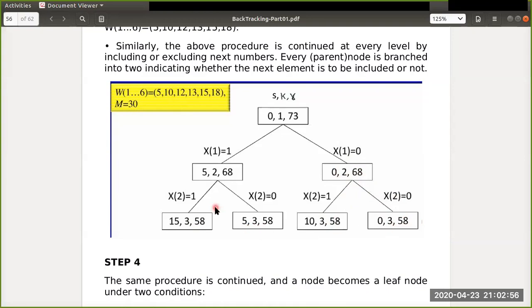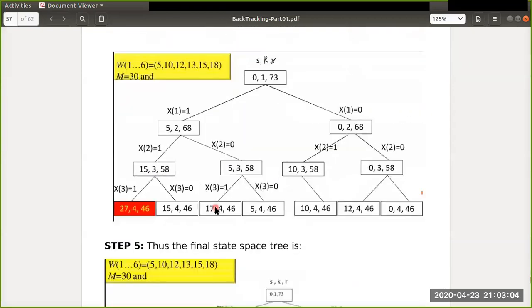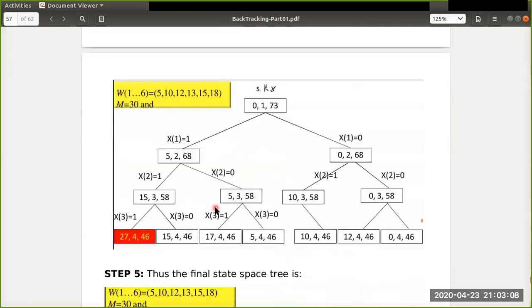Let's see how the nodes are generated until we find the solution. Fourth step. Whatever the theoretical matter is, it is only a description of how the left side and right side children are generated. Up to this level is over, so now let's come to the next level.